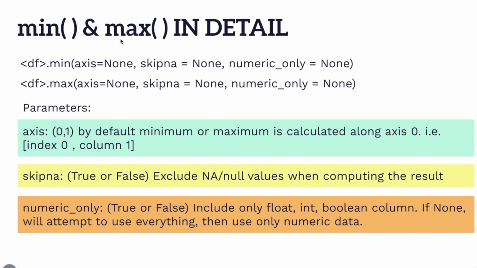The mean and max functions find out the minimum or maximum value respectively from a given set of data. This is the basic syntax of the mean and max function. Let's try to understand the parameters. Now axis means axis 0 or axis 1. In case you don't know what an axis is, let me show you the axis of a data frame.